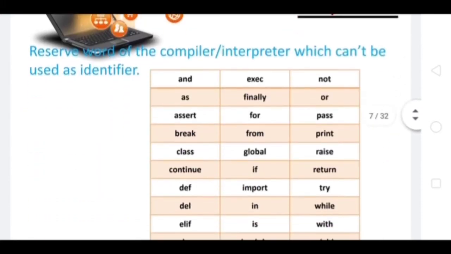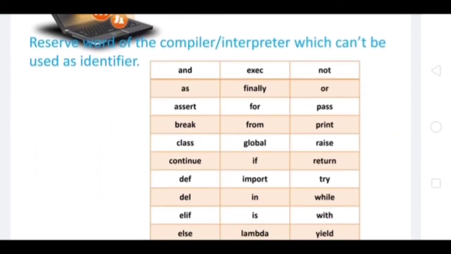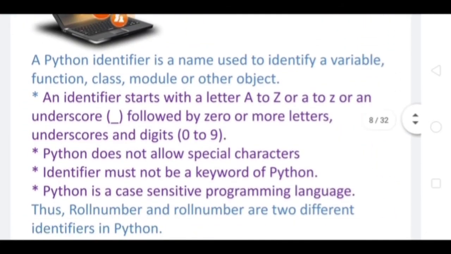So what are keywords? Keywords are the words which can't be used as an identifier, or they are the words which have a special meaning, and these are the reserved words. That means the meaning of these words is already known to the interpreter. So here are some examples which are written in front of you. These are all keywords. We cannot use them as identifiers.